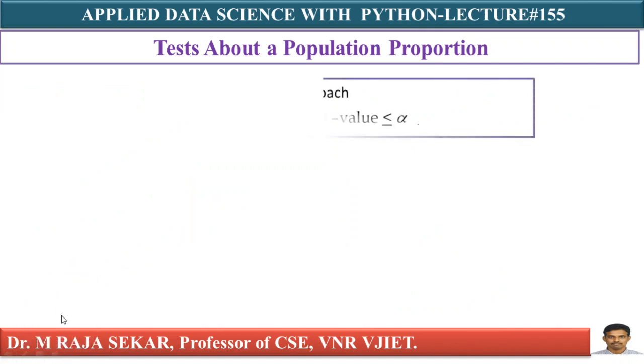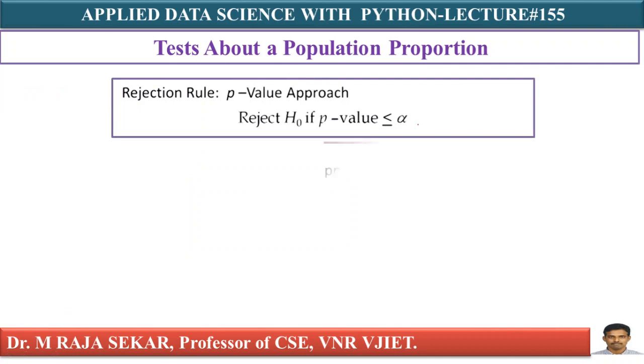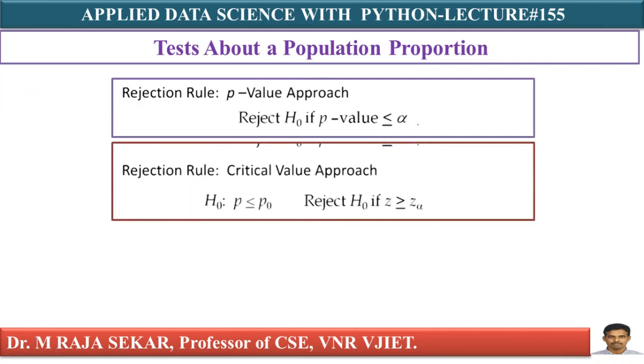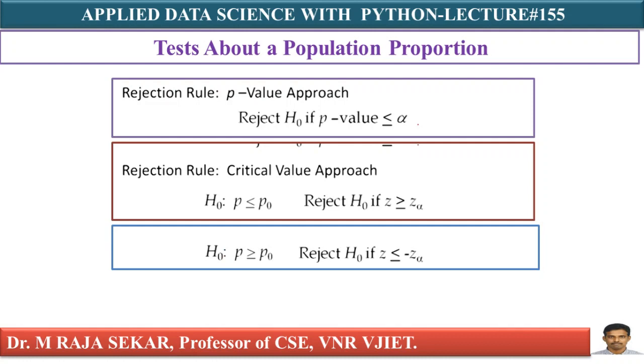Now let me proceed further. What is my rejection rule? It's nothing new here. What is the rejection rule in the p-value approach? Reject H naught if p-value is less than or equal to alpha. Same thing. Rejection rule in the critical value approach: my H naught is p less than or equal to p naught, so what is my alternative hypothesis here? H1: p is greater than p naught. That is a right tail test.